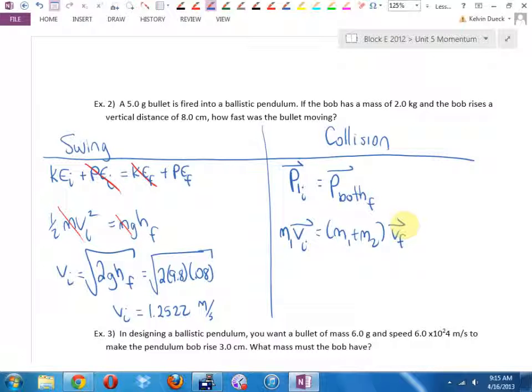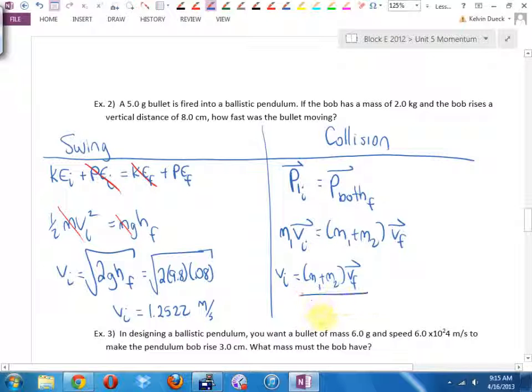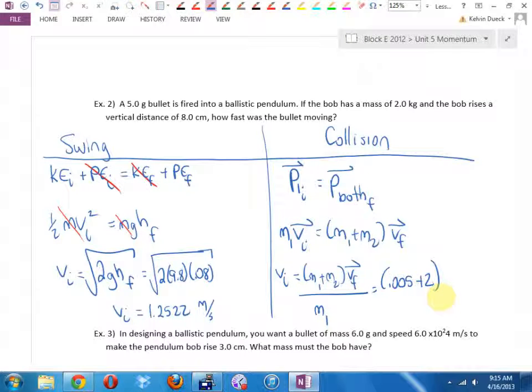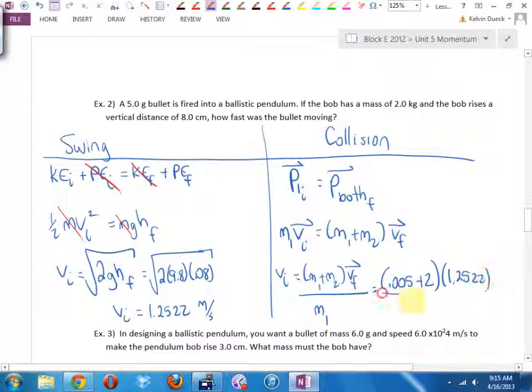Oh, VI. I think VI is going to be M1 plus M2, V final, divided by M1. It's going to be 5 grams, 0.005 plus 2. Uh-oh, V final. I was going to say I only have V initial, but V initial for the swing, I think, was V final after the collision. Yes? So 1.2522, all divided by mass 1.005.